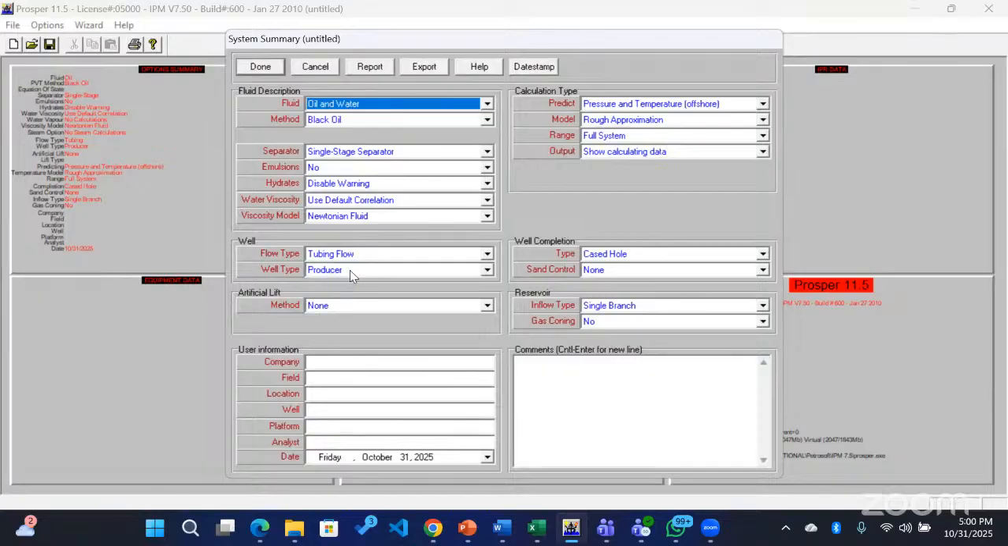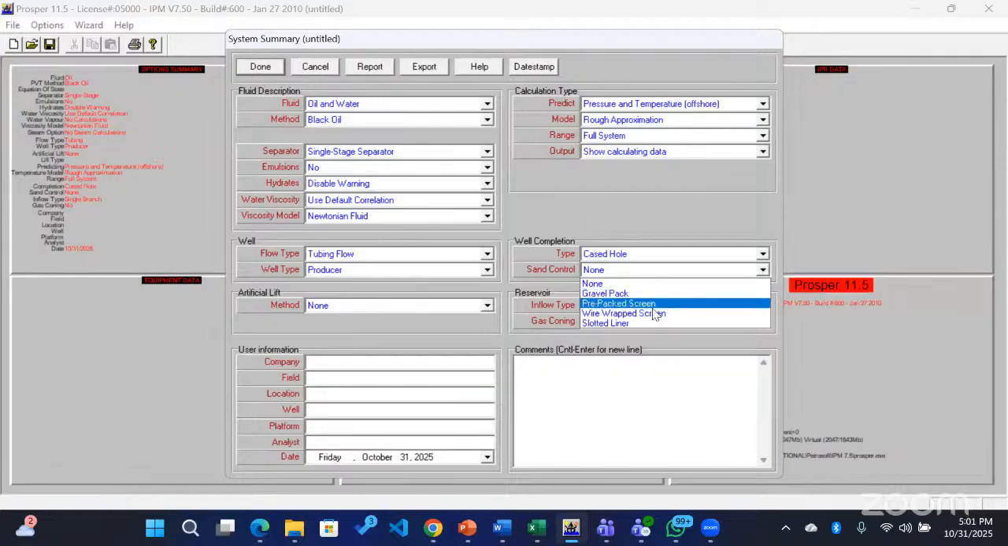Well type is producer. We are producing through tubing. Artificial lift: let's focus on the gravel pack well now. We'll come back to artificial lift if the need arises. Then the predict should be pressure and temperature, offshore, then rough estimation full. Then well completion, cased hole, agreed. Then sand control. This is what we change here to gravel pack. We can do gravel pack, pre-pack, wire-wrap screen, or slotted liner types of sand control, but let's do gravel pack sand control.